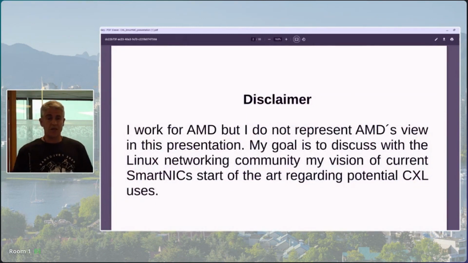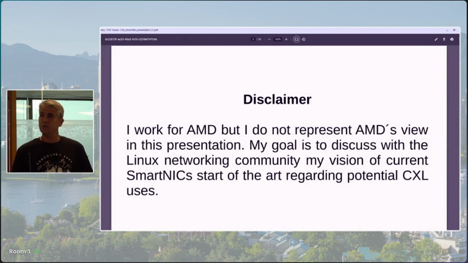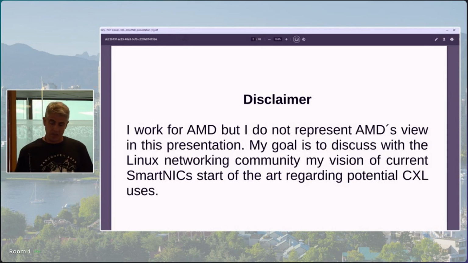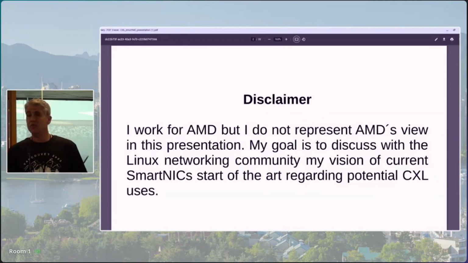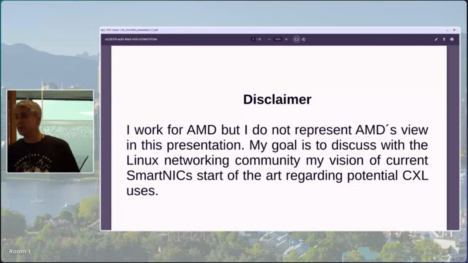So I need to start also saying, disclaimer, I work for AMD, but I'm not representing AMD here. I'm not representing any AMD's view, any AMD roadmap. So I just want to share an idea that I have for using CXL for solving a problem that we have nowadays with semantics.